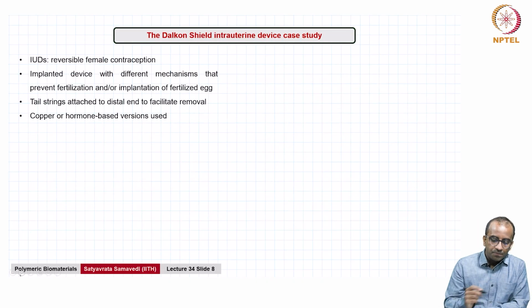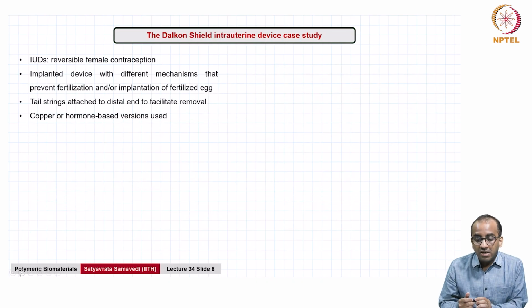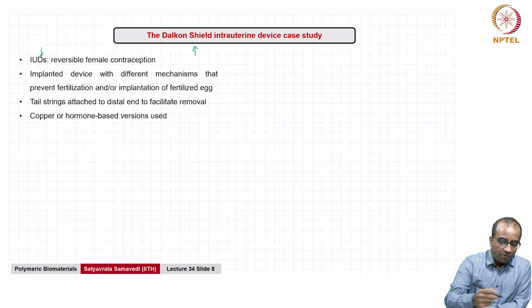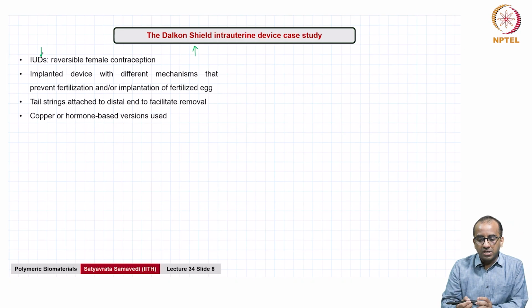Now, we will move on to two back-to-back case studies that are very important. One is the Dalkon Shield intrauterine device case study. The other is the Vitek implant case study, which is not unfamiliar to us, which we will look at on the next slide. Now, before we start looking at the Dalkon Shield intrauterine device case study, we will first take a quick look at what IUDs are.